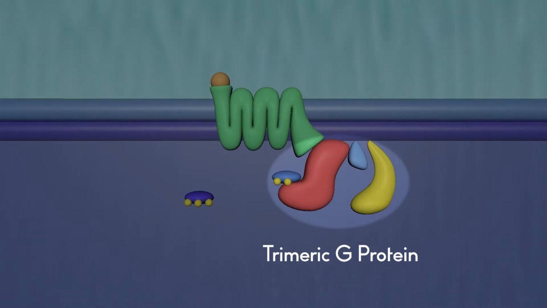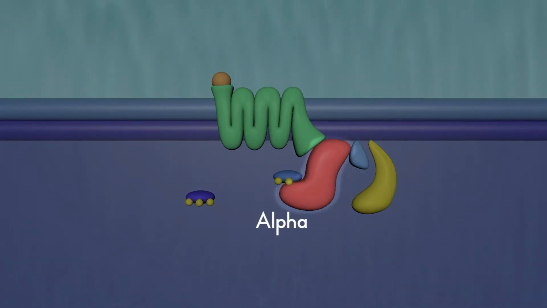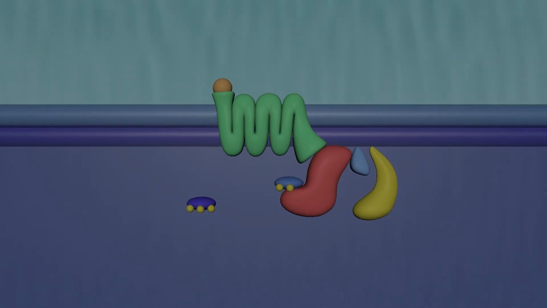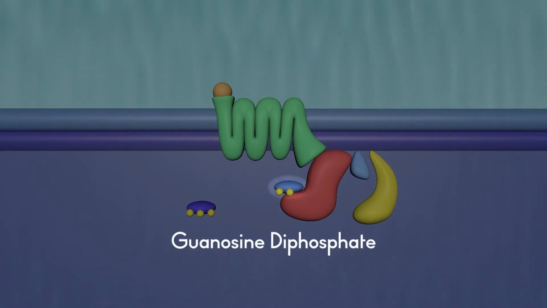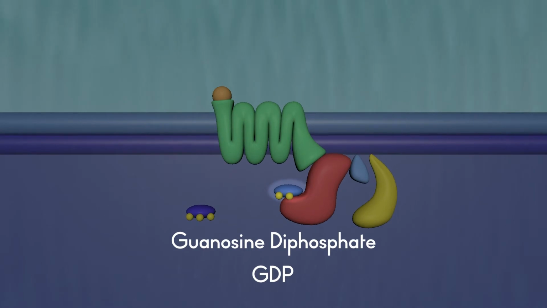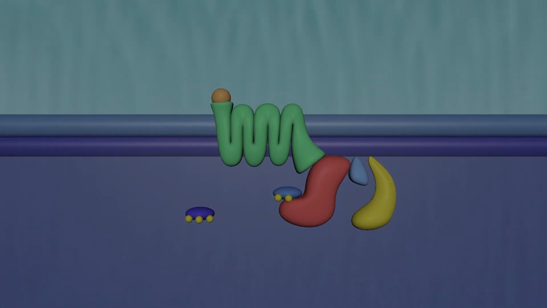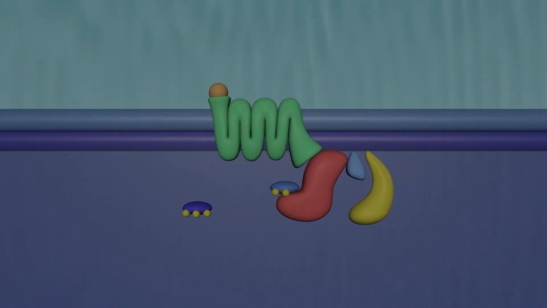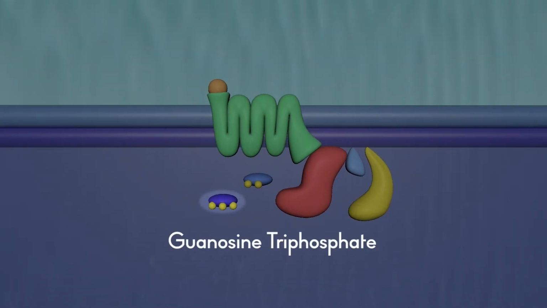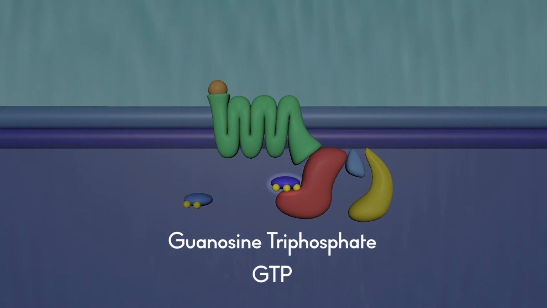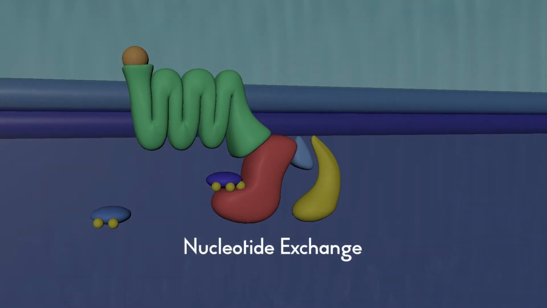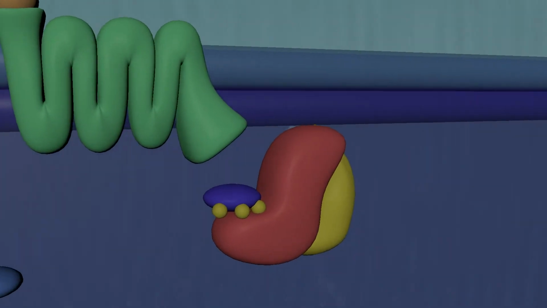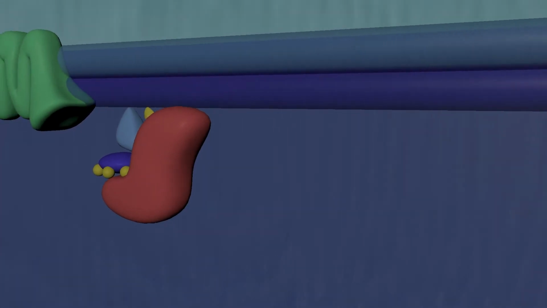The trimeric G protein has 3 subunits: alpha, beta, and gamma. The alpha subunit has a nucleotide binding domain, which holds guanosine diphosphate, or GDP, when inactive. When the protein receives the signal from the activated GPCR, the alpha subunit trades its GDP for guanosine triphosphate, or GTP. This is called a nucleotide exchange. The activated alpha subunit then dissociates from the activated beta-gamma complex.